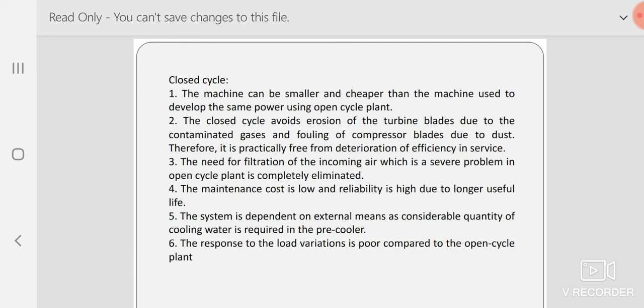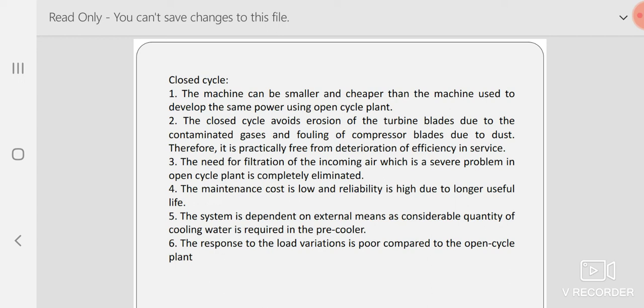Point number 5: the system is dependent on external means, as a considerable quantity of cooling water is required in the pre-cooler. That means the same thing. External means cooling water is required in the pre-cooler or heat exchanger. Wherever you have a cooling water requirement, you need a lot of water for that, and for that a separate system has to work. I already explained how a cooling tower is to be maintained, how water is to be maintained, how the water pump is to be maintained. So that requires a separate system working on that. That's point number 5.